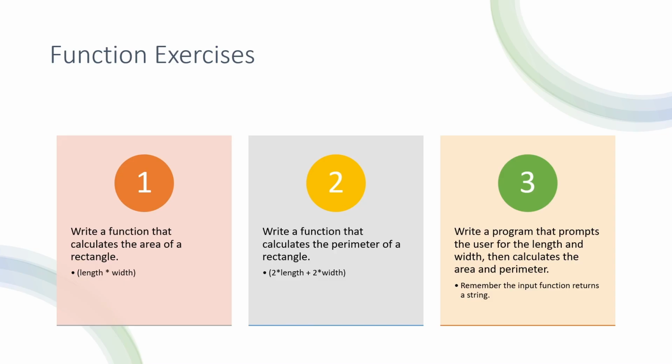Our next exercises are going to be to write a function that calculates the area of a rectangle and then the perimeter of a rectangle. Then we'll write a program that prompts the user for the length and width and then calculates the area and the perimeter. Remember, the input function returns a string. So let's take a look at what that looks like.